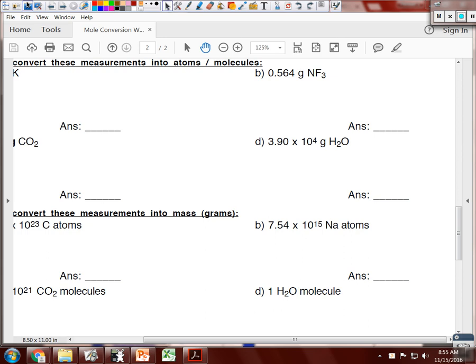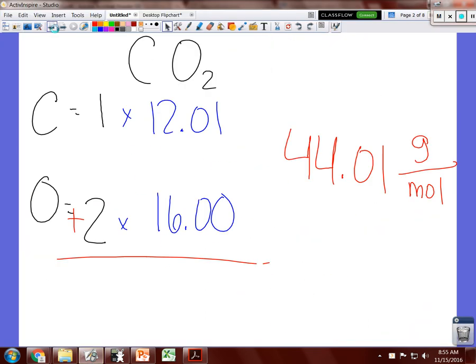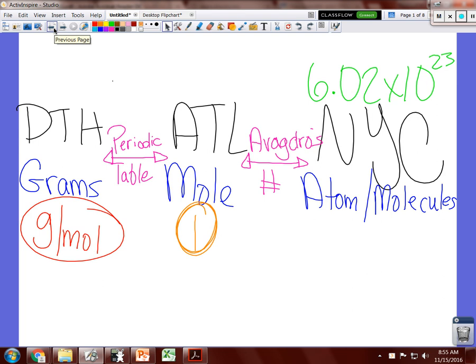So the question that I have for you guys, just like I've asked every time, using this flow chart. I would encourage you tomorrow when you're doing this, the first thing you want to write at the top is this. You don't have to do the Dothan, Atlanta, New York, but I would encourage you to write the blue stuff and maybe the purple stuff. That'll kind of help you out a little bit. So going from grams to moles to atom slash molecules. So we're going from grams to molecules.